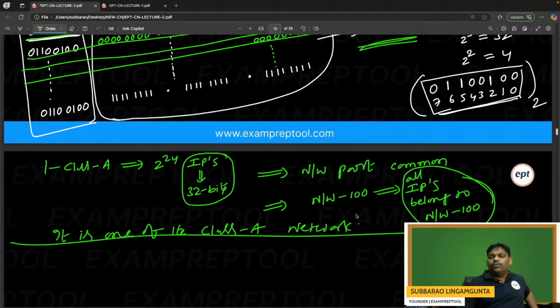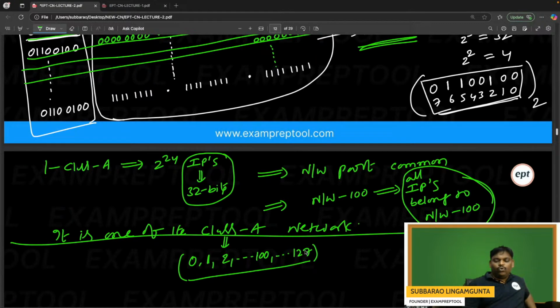Is it okay? It is one of the class A networks. If you observe, class A network 0 is there, class A network 1, class A network 2, and so on. Class A network 100 also, and so on, up to class A network 127. 0 to 127: 2 power 7, that is 128 class A networks. Out of them, this is class A network 100.